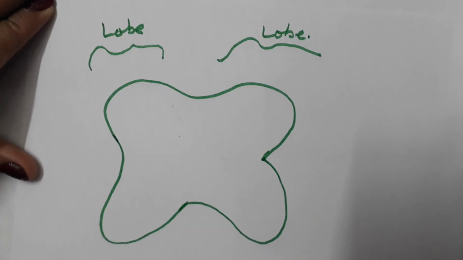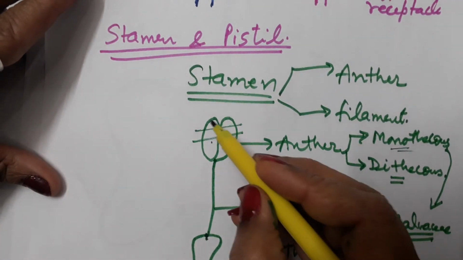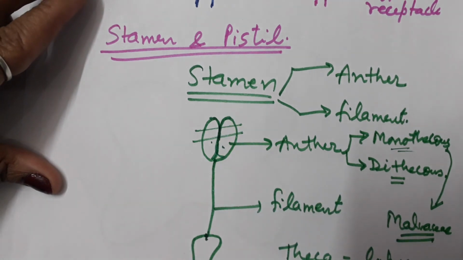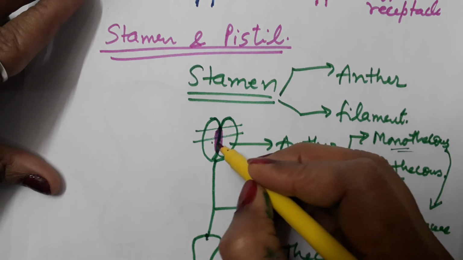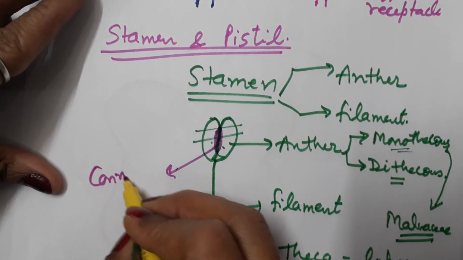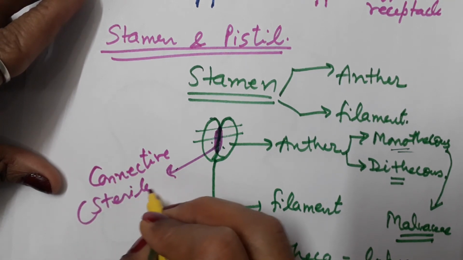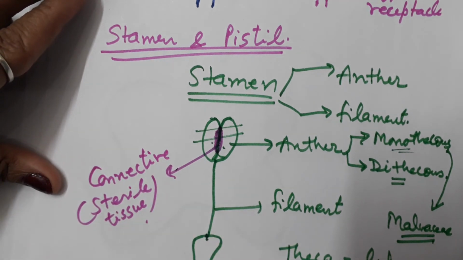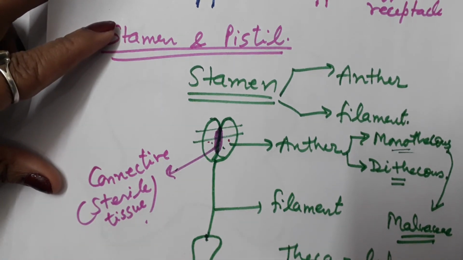Before discussing this, let us discuss something more about the anther. These two anther lobes are connected together with the help of a sterile tissue that is known as the connective. Connective is a sterile tissue. Sterile tissue means it does not participate in reproduction and helps in joining the two anther lobes in a dithecous anther.